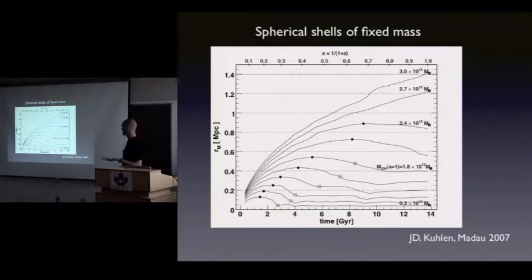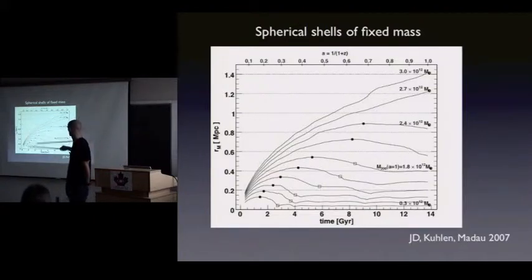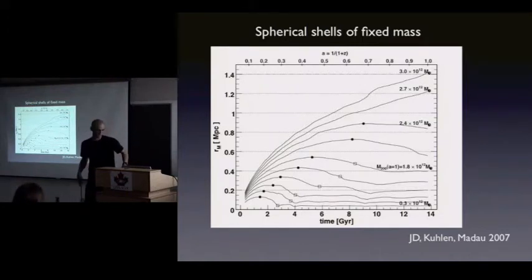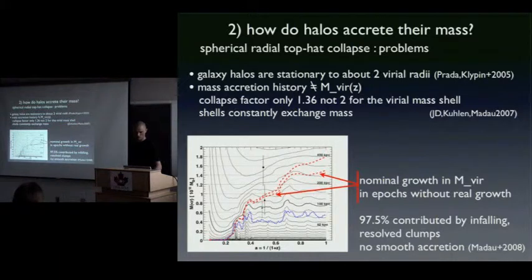Now, if you look at shells that enclose a fixed mass and how they evolve with time, you see that the shell that actually encloses the real mass does not collapse by a factor of 2, nowhere near a factor of 2. I mean, it should have gone up to 0.8 megaparsecs. Another difference is, of course, these shells contain a fixed mass, but they do not contain the same mass at all times. So the reality is very different, obviously, from the simple collapse model.